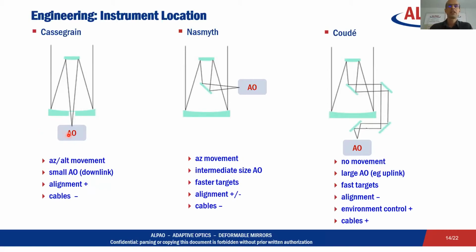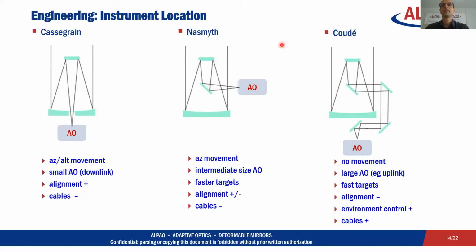If you attach the AO system to the Cassegrain port, it will lead to an instrument that inevitably follows all the movements of your telescope, so azimuthal as well as altitude movements. So it's not really great for large footprint systems. For small AO systems, this is really the way to go. Alignment is relatively simple in this case because you have only two reflecting surfaces. Cable management is a bit more involved because your instrument is moving.